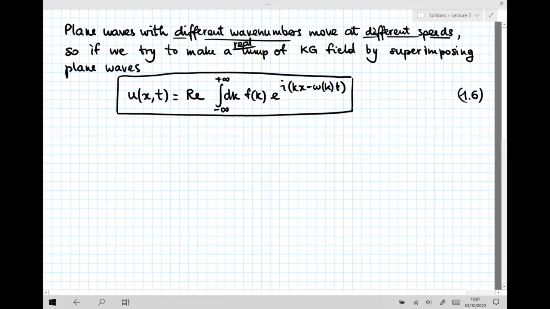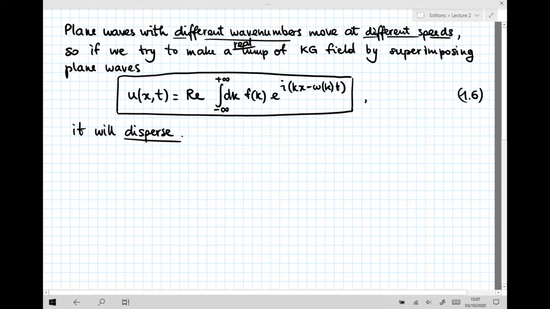We've taken a real linear superposition of different plane wave solutions of the Klein-Gordon equation. And the point is that since plane waves with different wave numbers move at different speeds, because of this dependence on k here, then this wave will disperse. This lump will disperse. Good.